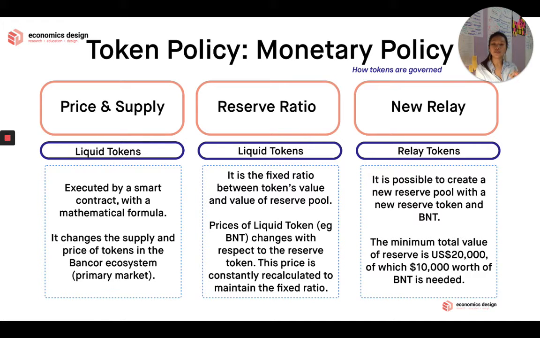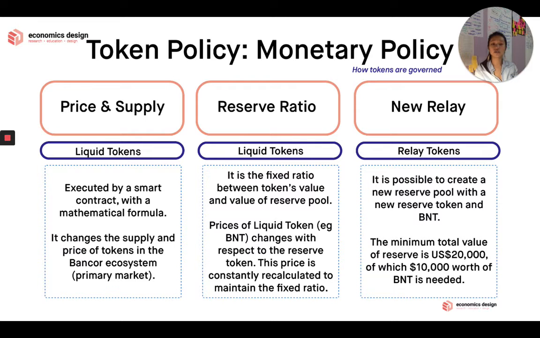So this is a fixed ratio between the token's value and the value of the reserve pool. So because the ratio is fixed, when the supply of tokens changes, prices will also change. But it will always change to make sure that the reserve ratio is fixed.